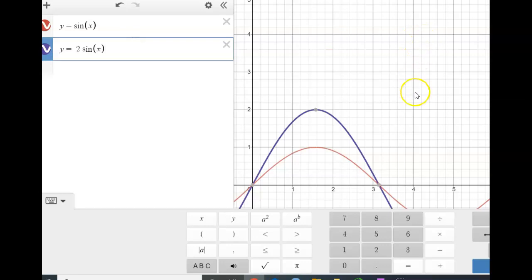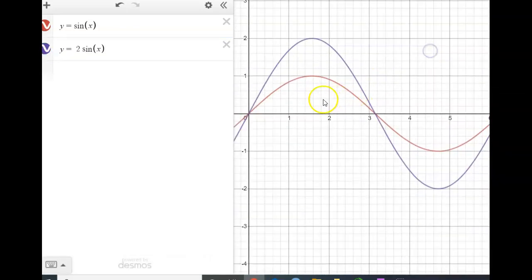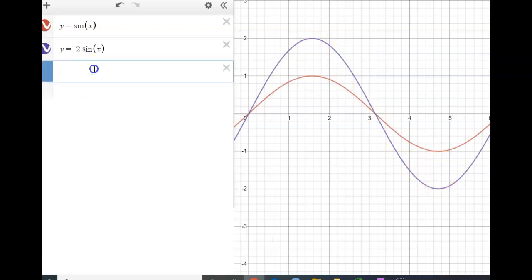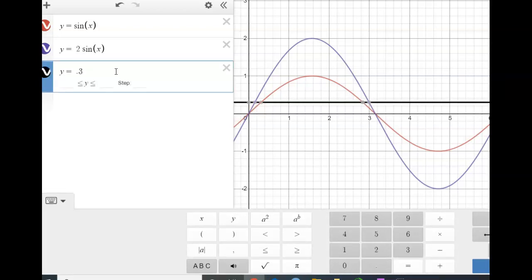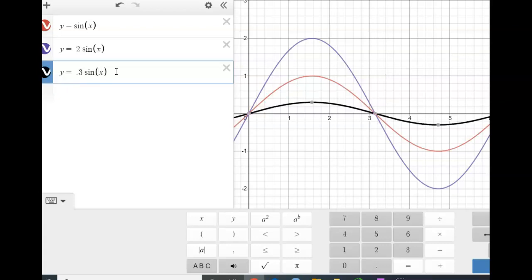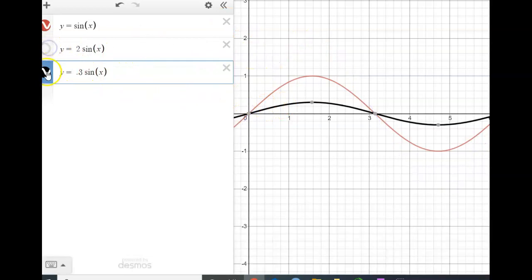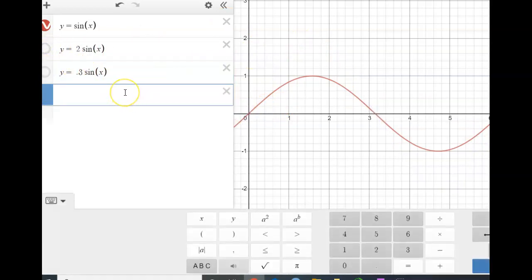You could see how the one in red is the parent function, and the vertical stretch, you could see how it's kind of like being pulled vertically up and also down over here. And if we do 0.5, or let's say 0.3 sine of x, you could see here that's the graph in black. So from the parent function, you could see how this one is vertically shrunk or compressed. Okay, now let's just delete those temporarily, and now let's see what will happen if we enter y equals.